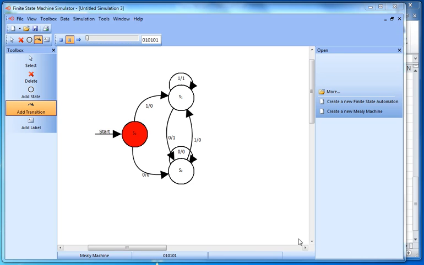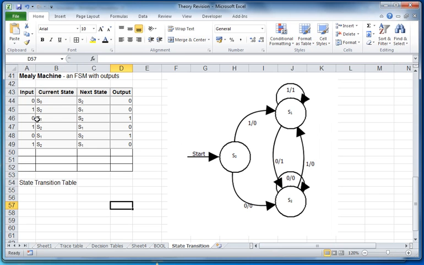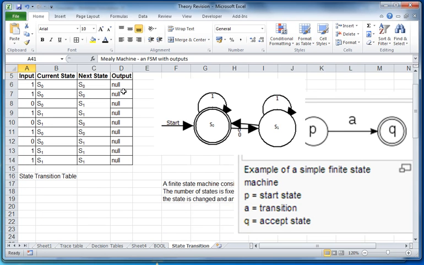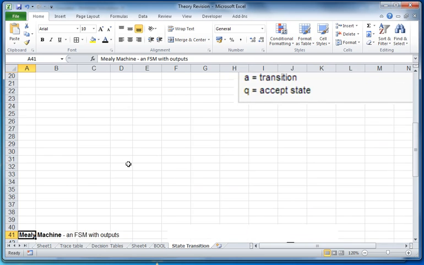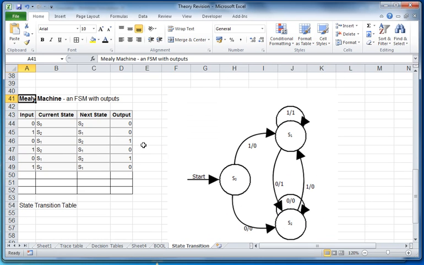In this video, we're going to look at the second type of finite state machine, and it's known as a Mealy machine. A Mealy machine is a finite state machine with outputs. In our first example, we had no outputs and we just had inputs and transition from one state to another. In this case, we still have transition from one state to another, but we also have outputs, and the outputs are the second side of the slash here.